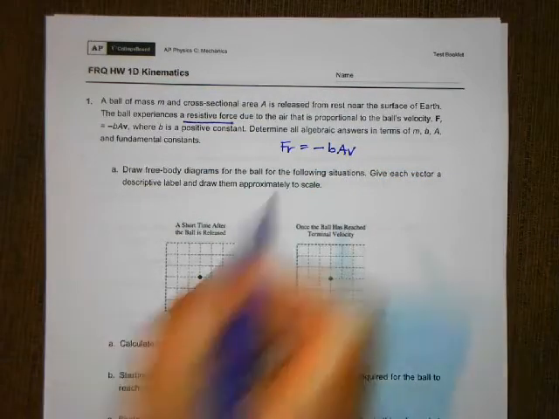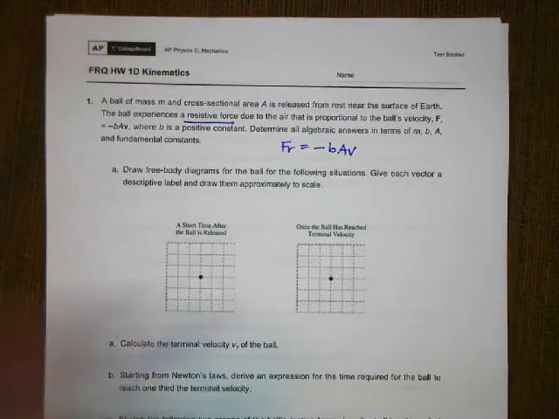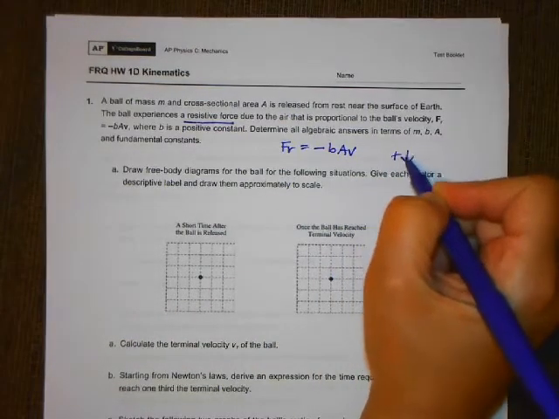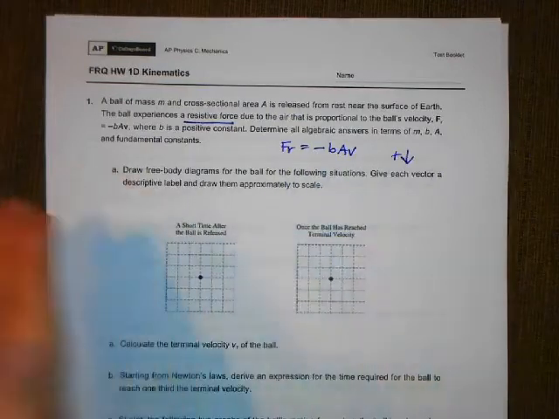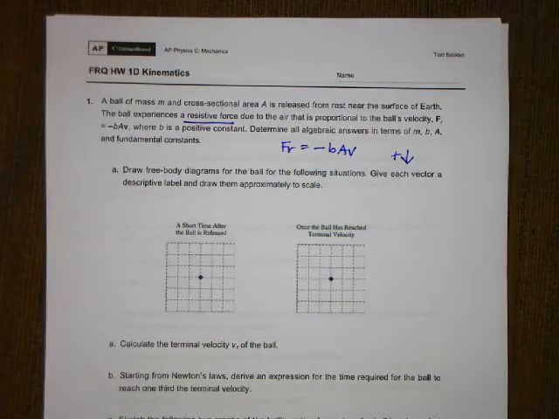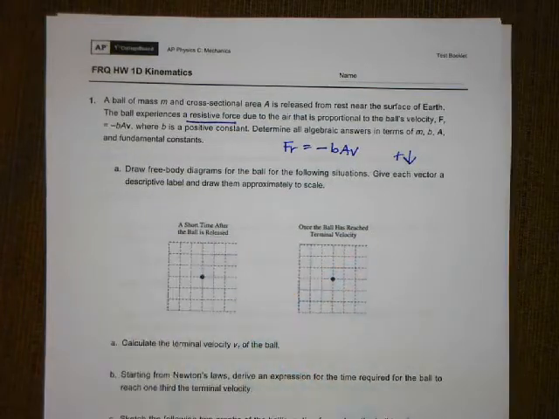The negative sign has to do with the free body diagram. If I'm calling down positive, this is negative because the resistive force goes in the opposite direction. It says draw the free body diagrams for the ball in the following situations. First, a short time after the ball is released. A short time after release, it hasn't reached terminal velocity, so the weight is going to be greater than the resistive force.